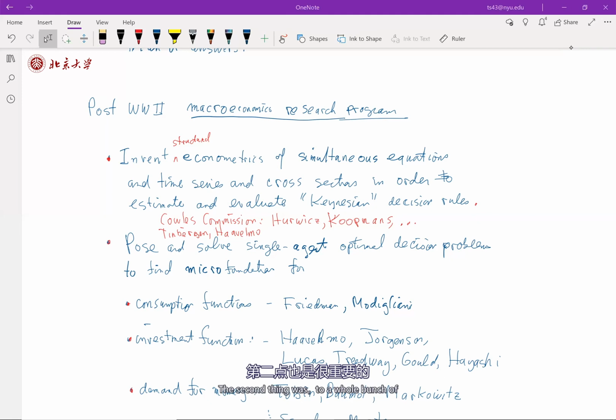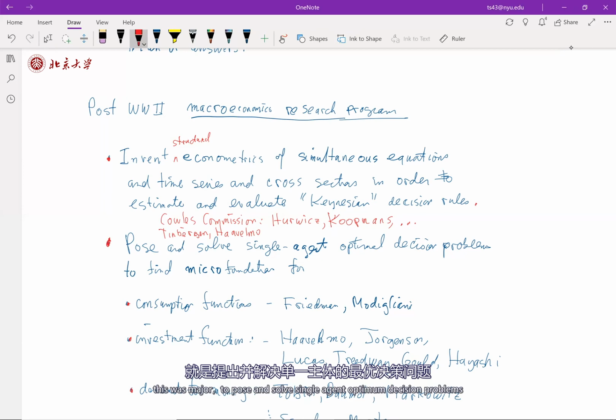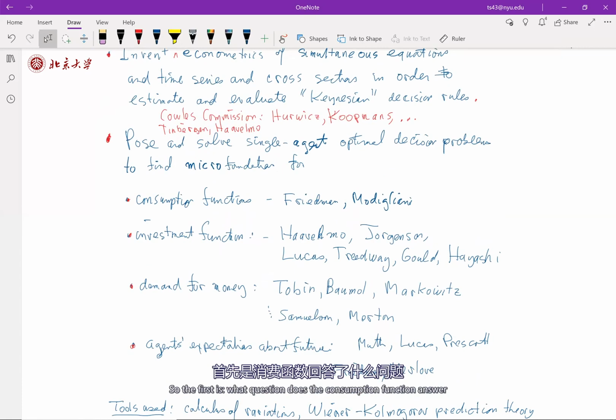The second thing, which was major, was to pose and solve single agent optimum decision problems to find the micro foundations underneath Keynes's decision rules. And you're going to see how these problems were set up. And giants worked on this. So the first is, what question does the consumption function answer? And the two giants that took early answers to that question were Milton Friedman and Franco Modigliani. And then other people like Robert Hall refined their work much further. And that continues to this day. It's very fruitful. So the question is, what do optimum consumption functions look like? If you want to talk about multipliers, Keynesian multipliers, the behavior of consumption functions is critical, what they look like. And so following Friedman and Modigliani, dynamic, stochastic optimum problems have been used as the machine to do that.